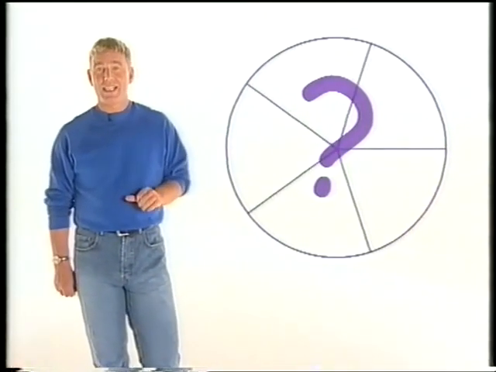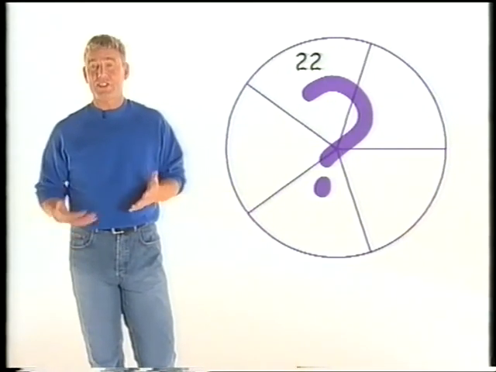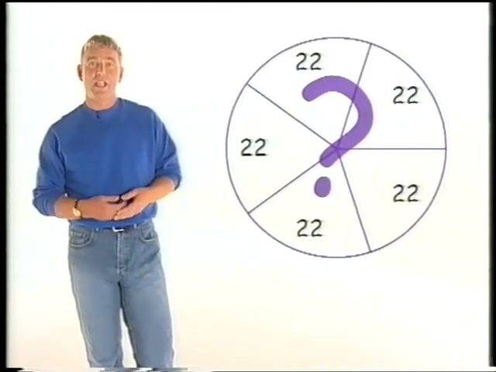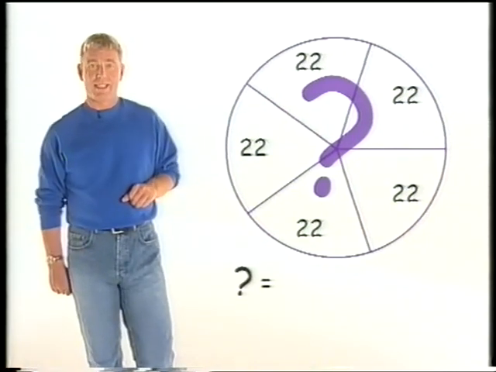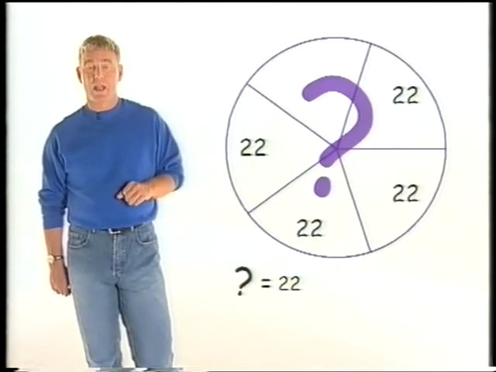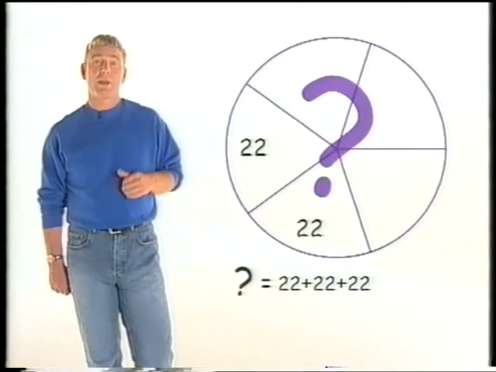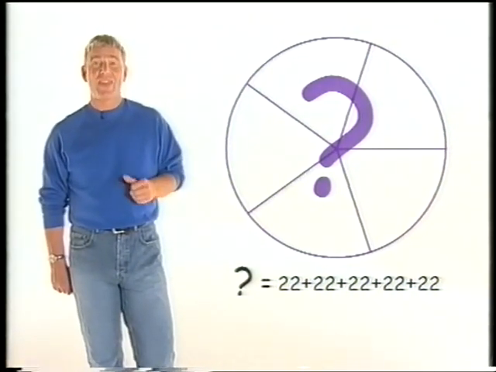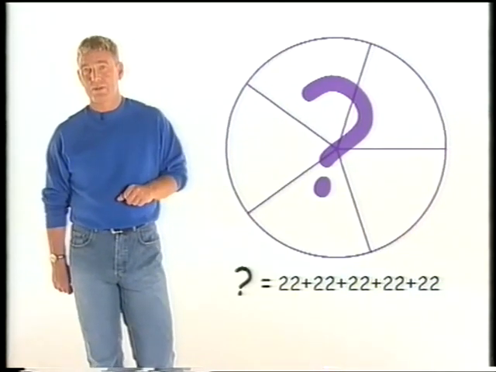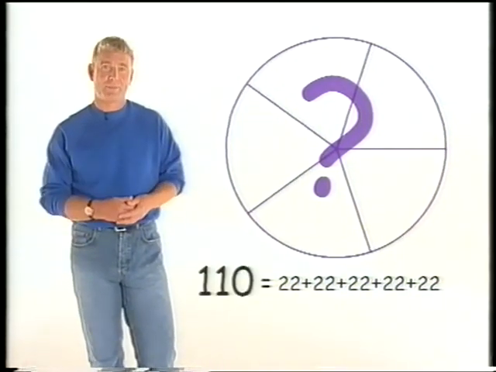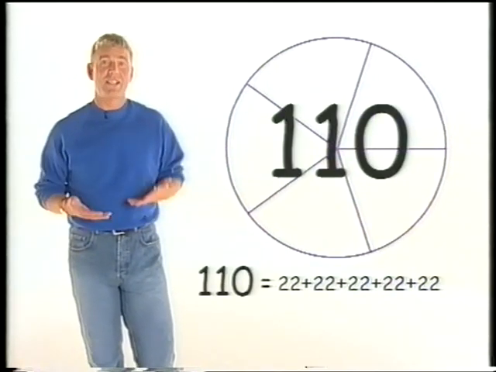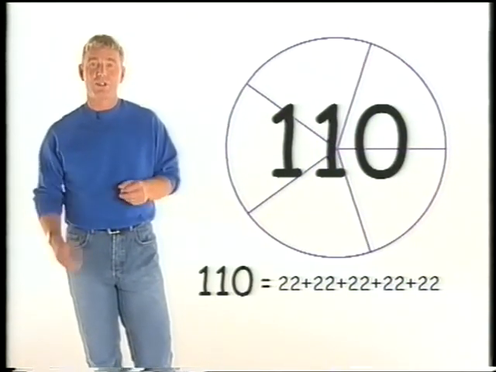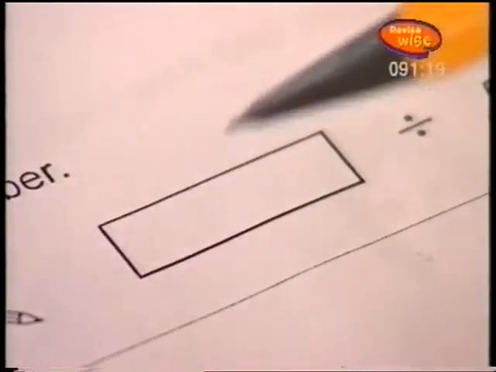22. Well, there's a big something, divided into 5 parts, and each of them is worth 22. So the something we're looking for equals 22 plus 22 plus 22 plus 22 plus 22. That's 5 times 22 equals 110. So 110 divided by 5 equals 22. So I write 110 in the box.